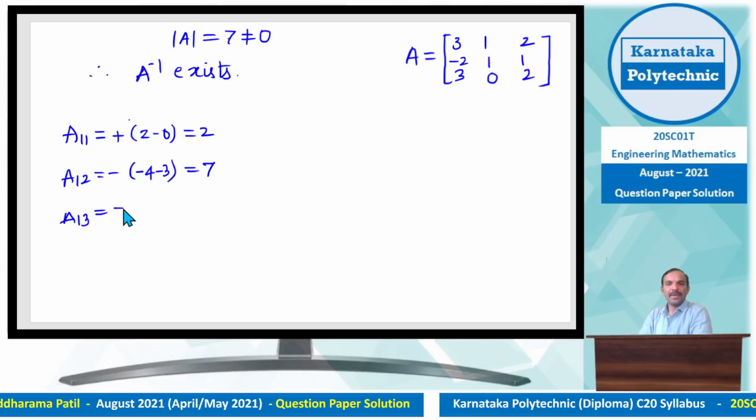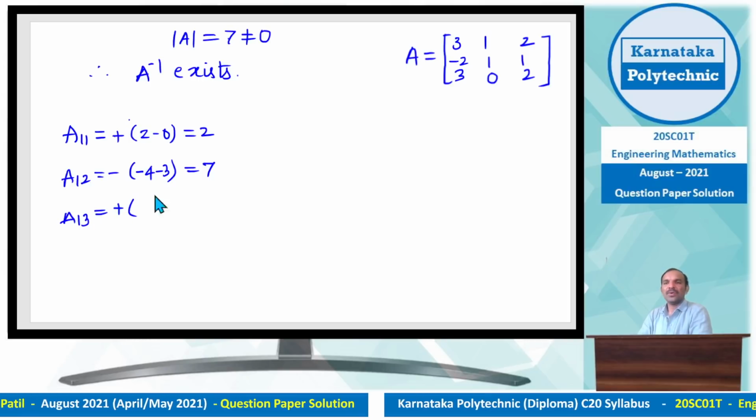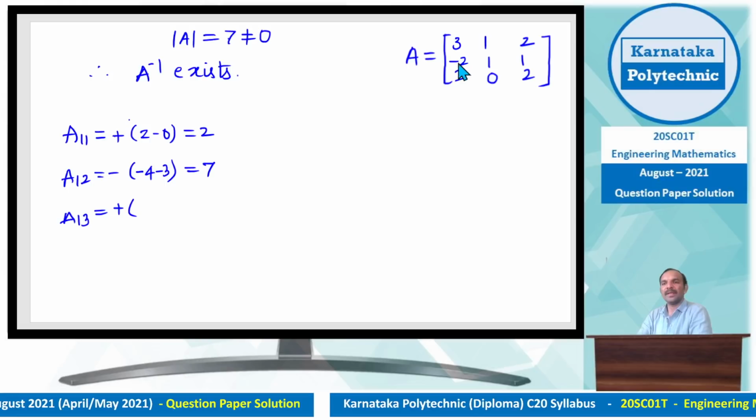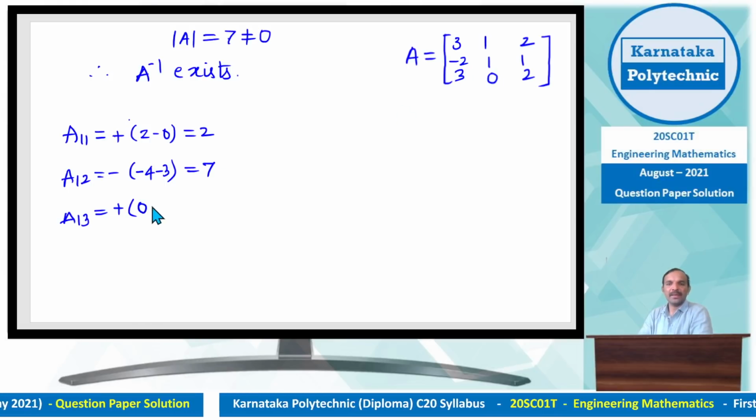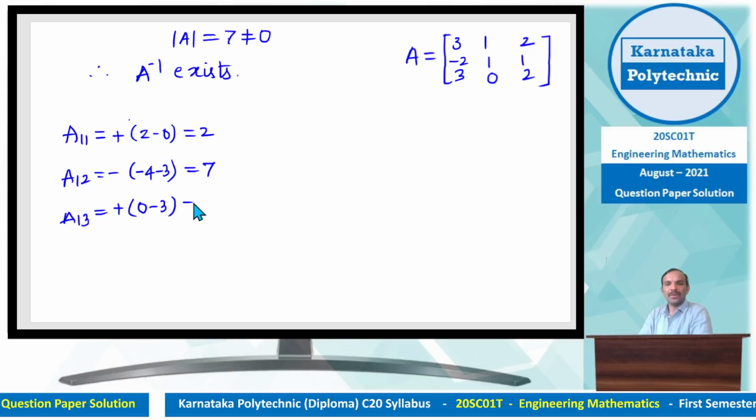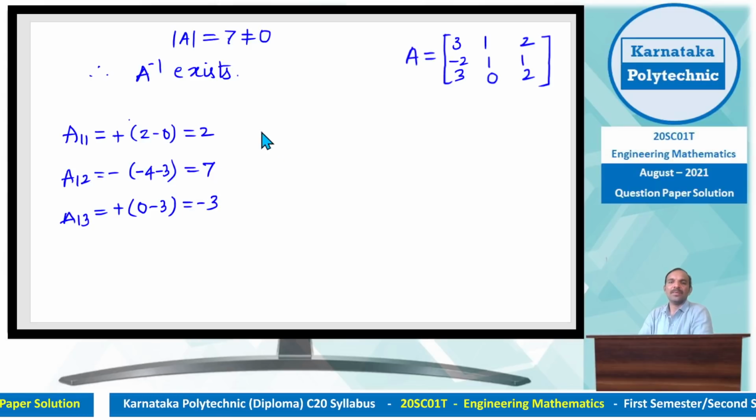A13 plus, now delete first row, third column: 0 minus 3, that is equal to minus 3.